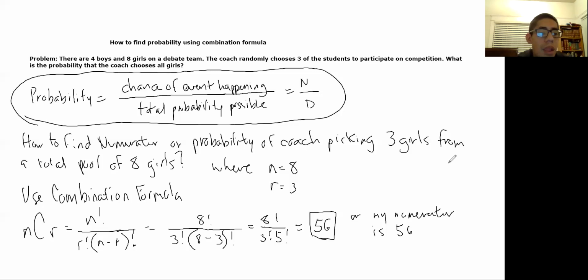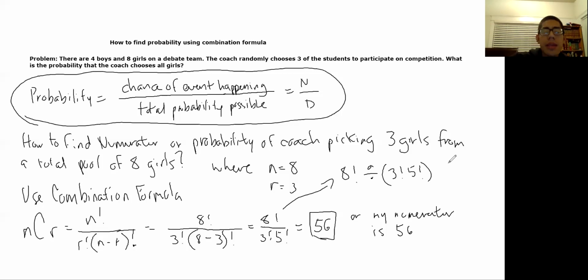Okay, now we're going to plug those numbers into our combination formula. We end up with 8 factorial divided by 3 factorial times 8 minus 3 factorial, and we reduce that to 8 factorial divided by 3 factorial times 5 factorial. Again, if you're trying to do this on your calculator, you're going to have to do it this way: 8 factorial divided by parentheses, 3 factorial times 5 factorial.